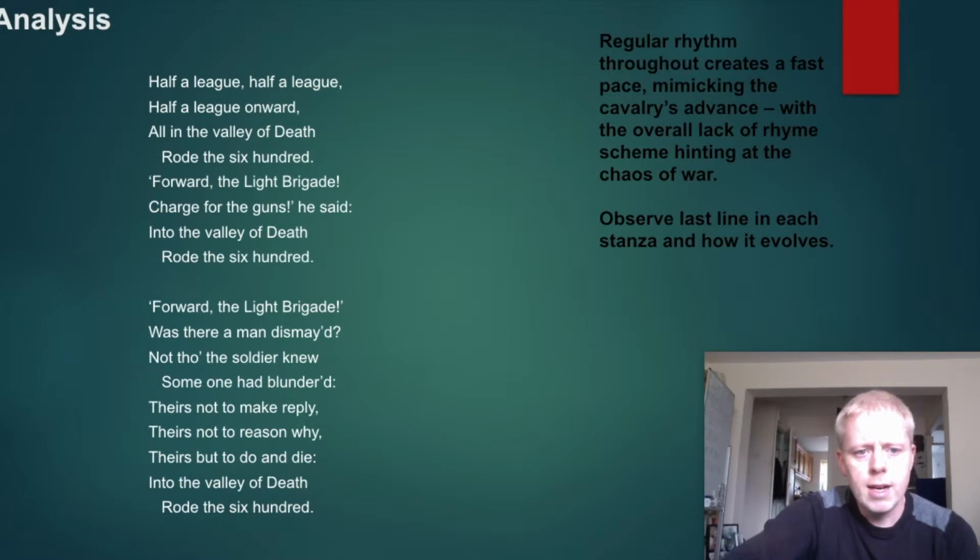Okay. Half a league, half a league, half a league onward. All in the valley of death rode the 600. Forward the Light Brigade. Charge for the guns, he said. Into the valley of death rode the 600.